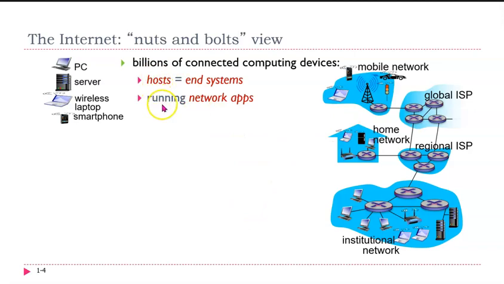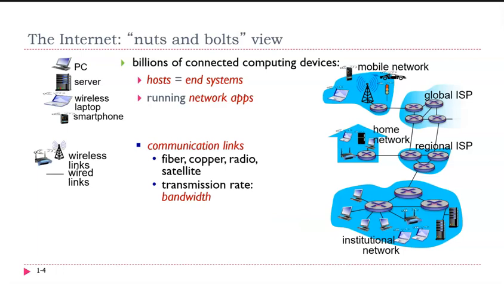End systems can be a PC, server, wireless laptop, or smartphone. And these hosts run the network applications, for example all the applications on your mobile phones, or whatever web page that you want to connect to. Back to communication links, there are many types of communication links. They can be fiber, copper, or radio satellite, and they can have different data rates, which are measured in bits per second.